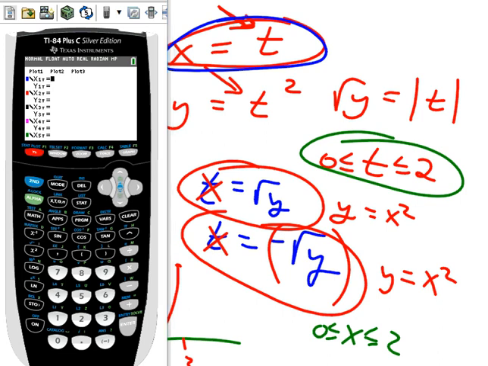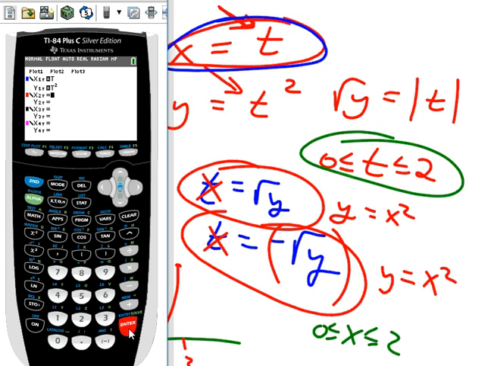All right, so let's put this in. X equals t. Enter. You notice it uses a capital T. It's okay. Doesn't really change much. And then t squared. So I'm going to go with t, and then I'm going to square it. Enter.